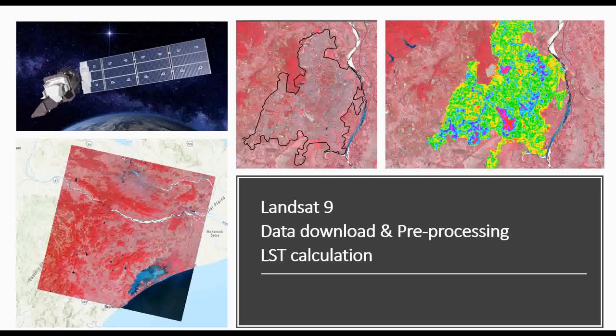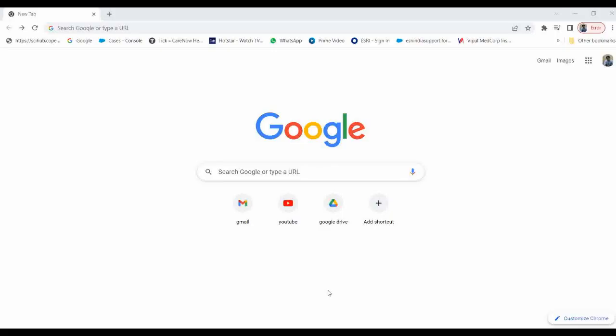As I already showed you how to process the Landsat 9 data, how we are going to download it and how we are going to process it, all this part we are going to cover in this exercise. First, you will see how we download this data, then I will show you how to process it in ArcGIS Pro, and finally how to process this data to calculate the surface temperature.